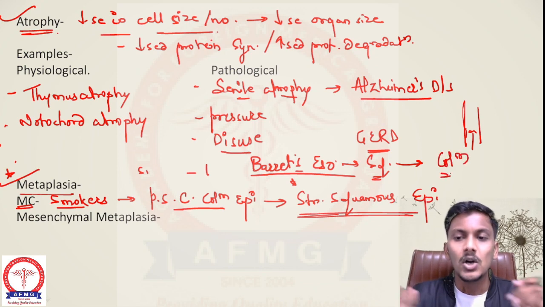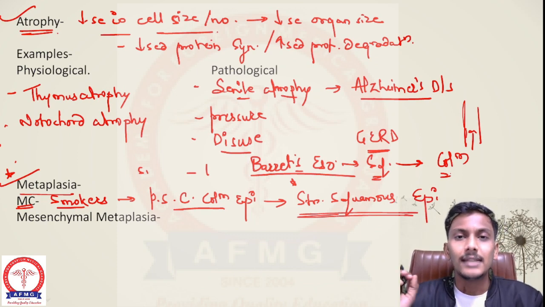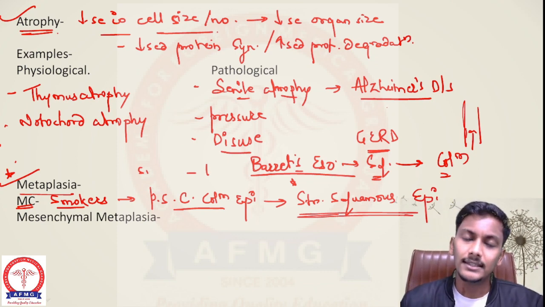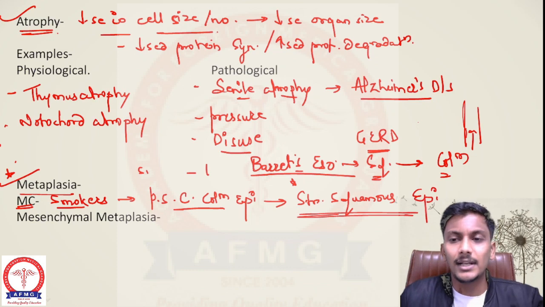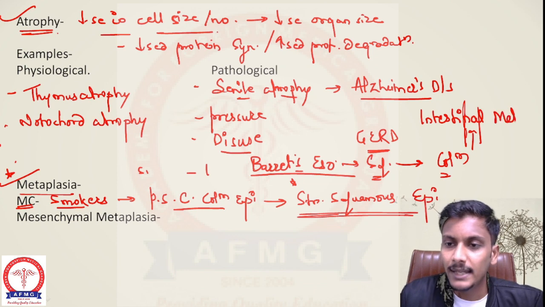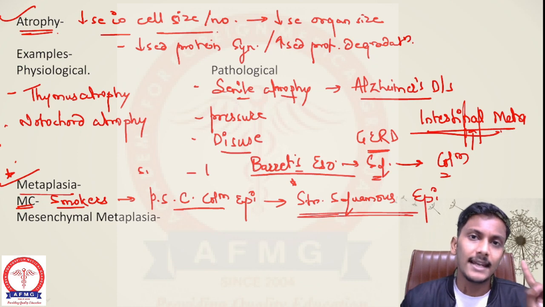So please remember, in Barrett's esophagus there is metaplasia from squamous to columnar. But if they ask what is the metaplasia seen in Barrett's esophagus, and the options are squamous, columnar, mesenchymal, and intestinal metaplasia, the answer to be marked is intestinal metaplasia. That would be your best answer. So don't mark columnar, mark intestinal metaplasia.